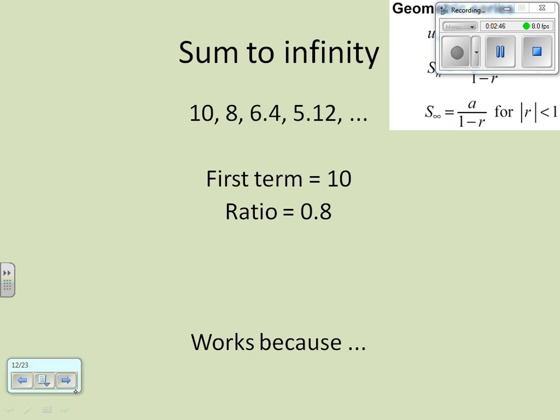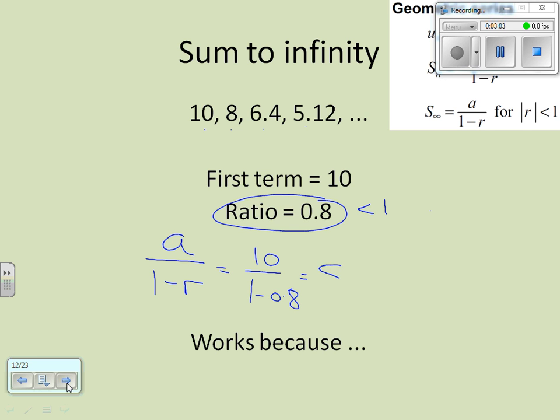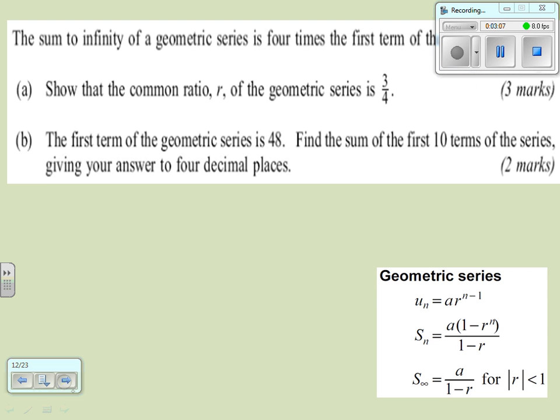This one, in fact, has got a sum to infinity, in that it's getting smaller and smaller every time. The ratio here is lower than 1, and so the sum to infinity does exist. The formula is a over 1 minus r, 10 over 1 take away 0.8, or 10 divided by 0.2. The sum to infinity here is 50. If you kept on adding forever and ever, you get to 50.